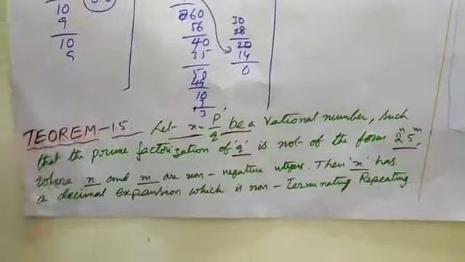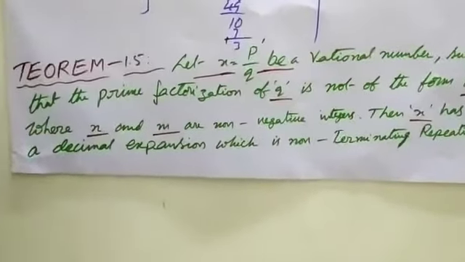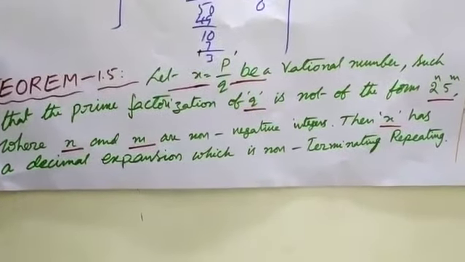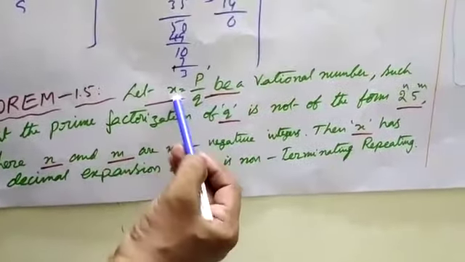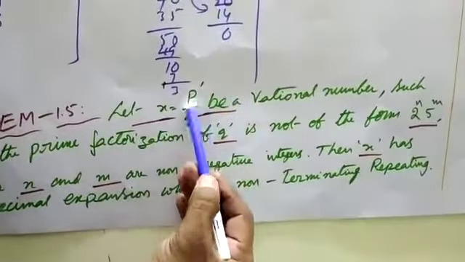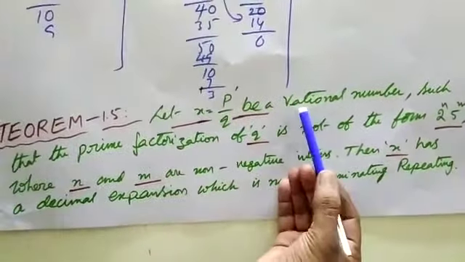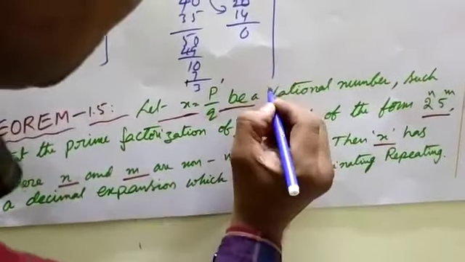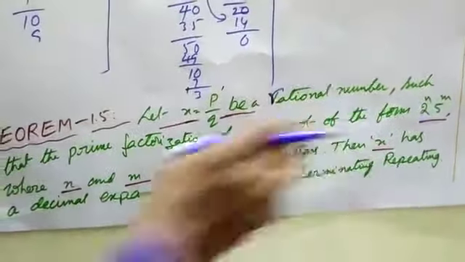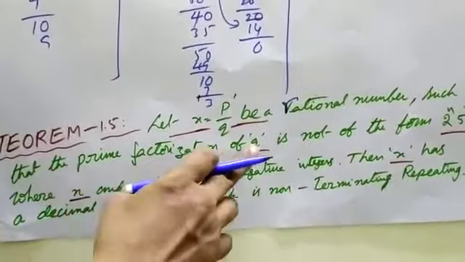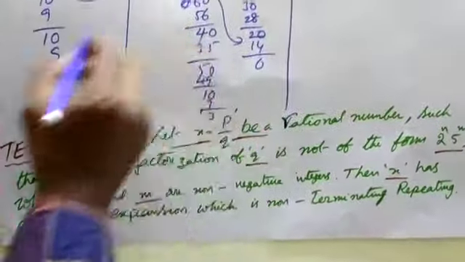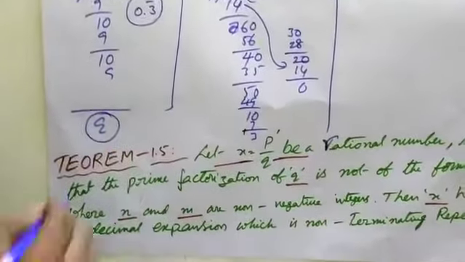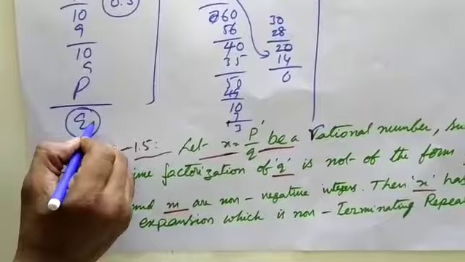Go to theorem number 1.5. What is theorem number 1.5? Let x be a rational number. What is a rational number? x equals p by q. Let x be a rational number such that the prime factorization of q, where q means the denominator portion, p by q.